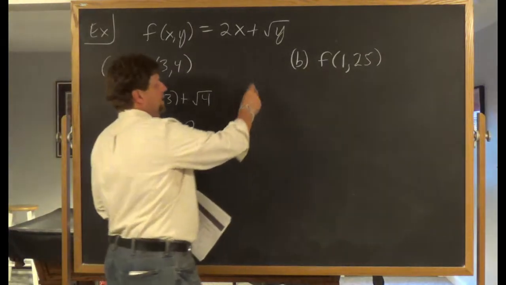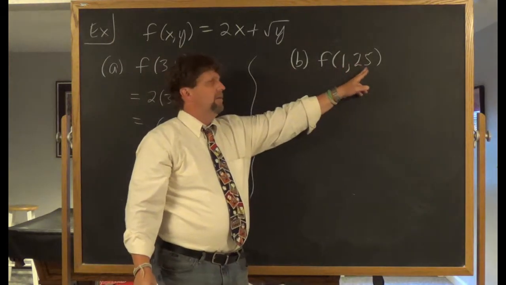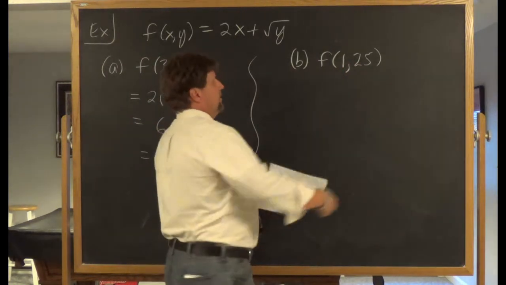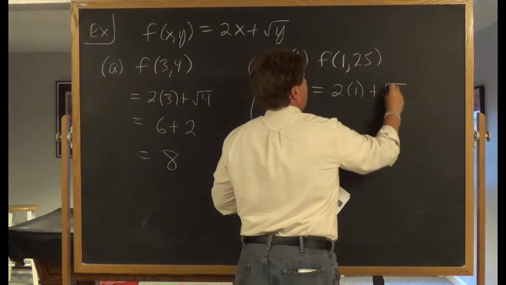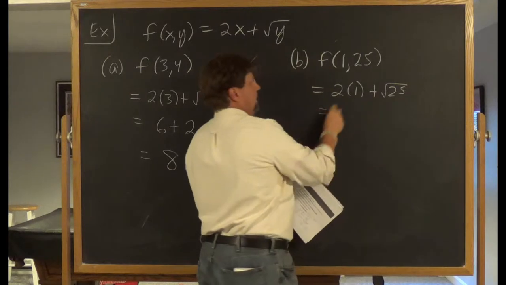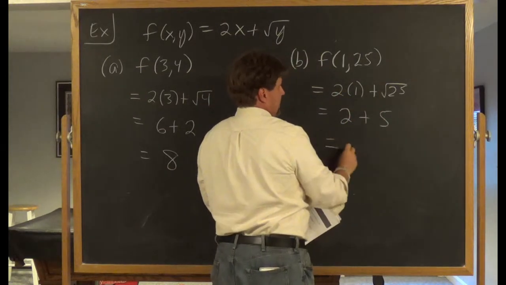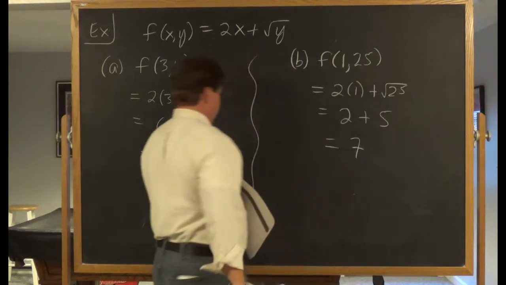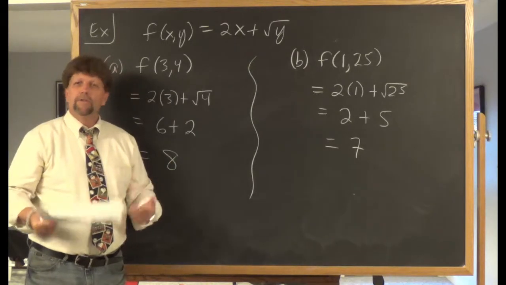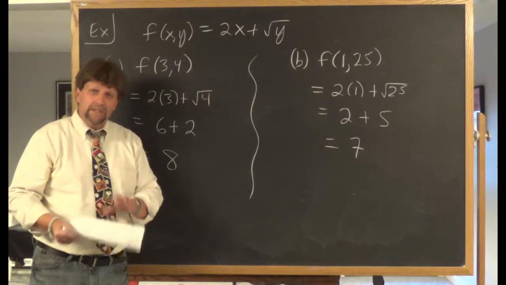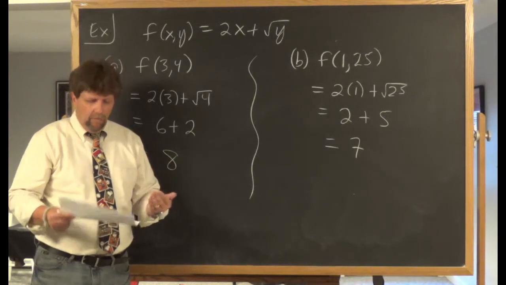So for part B, same deal. x is 1, y is 25. So we put 1 in for the x, and we put 25 in for the y. 2 times 1 is 2, square root of 25 is 5, and 2 plus 5, we're going to go with that being 7. So that's it. That's all there is to evaluating functions. This is an important skill. It's one of the main skills we're going to focus on here in section 8.1.